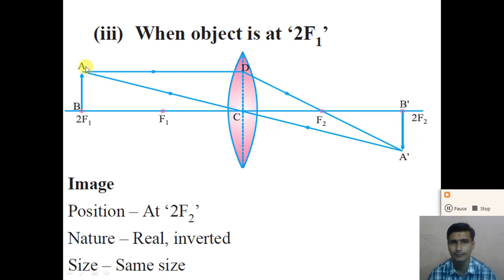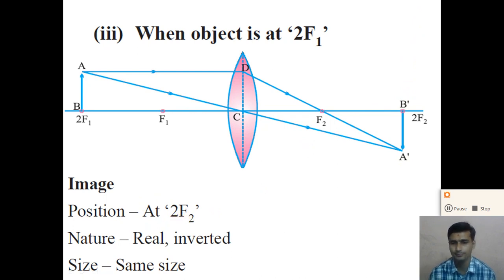And second, we consider a ray of light passing through the optical center O, which will emerge without deviation. So these two rays meet at this point, and at this point the image of the point A is formed, A dash. So the image A dash B dash will be formed at the second center of curvature. Clear? So where will the image be formed?